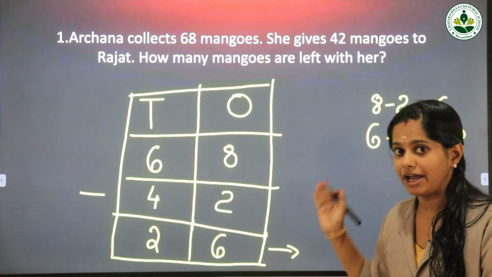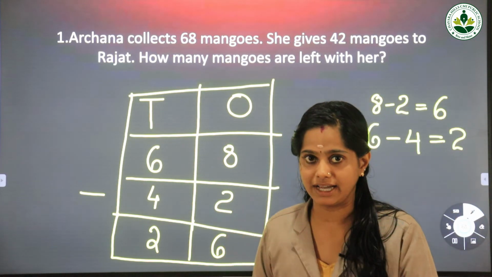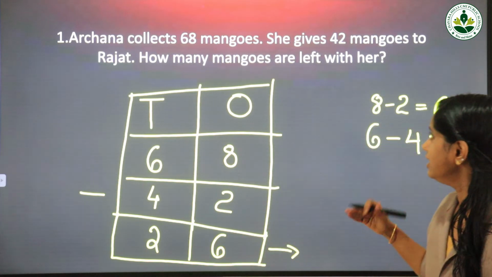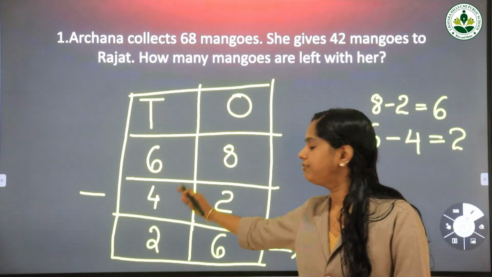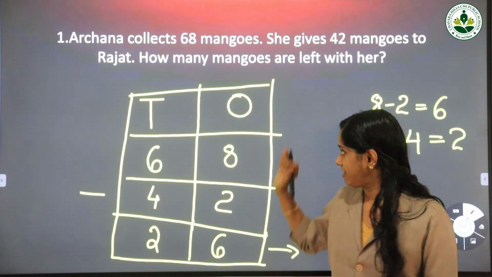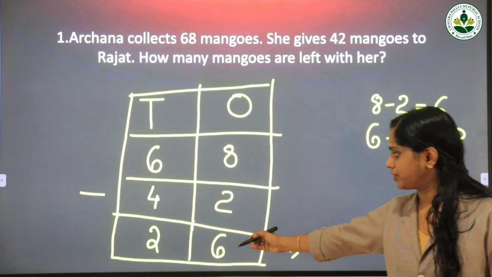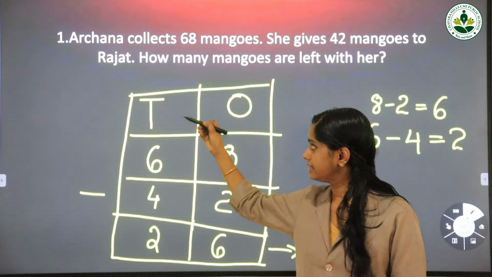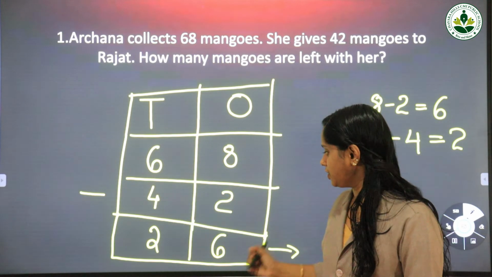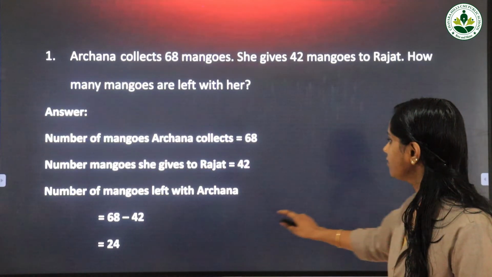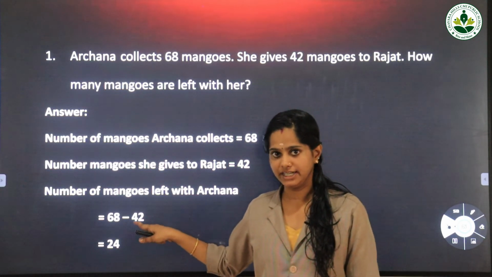Archana collects how many mangoes? 68, and she gives 42 mangoes to Rajat. Then we have to find the number of mangoes left with Archana. For this, we subtract 42 from 68. First, we subtract the digits in the ones column. 8 minus 2 is equal to 6. Then we subtract the digits in the tens column. 6 minus 4 is equal to 2. So, the number of mangoes left with Archana is 26.